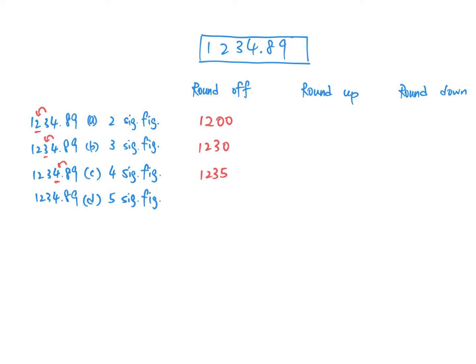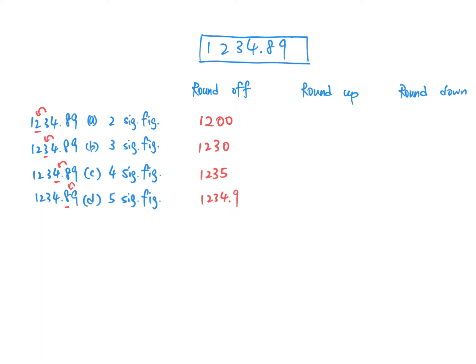But for part D, if we round off this number to 5 significant figures, this time the figure is 8, and the next figure is 9. We need to add 1 to 8. Students, please be reminded that this time we do not need to replace with 0, otherwise we will have 6 significant figures in this number. Okay, so we will stop here for round off.